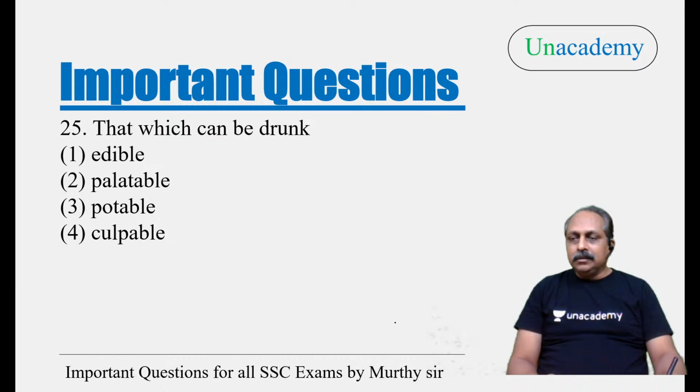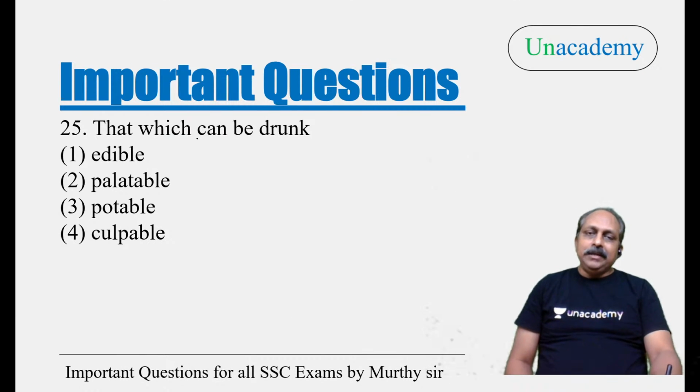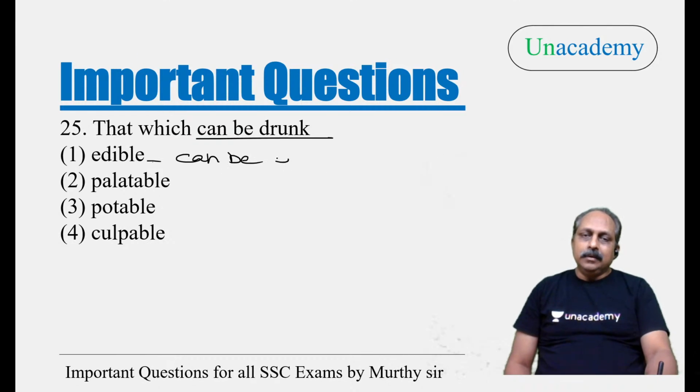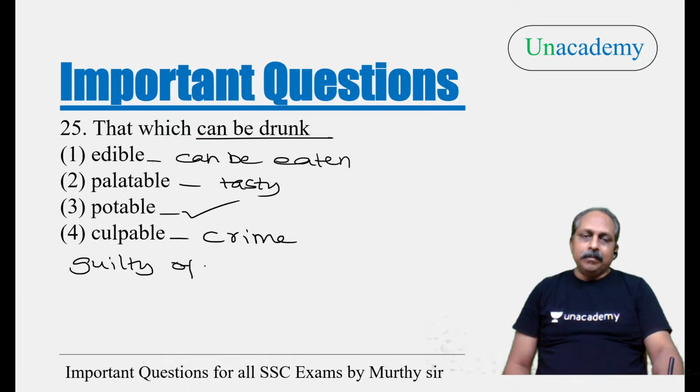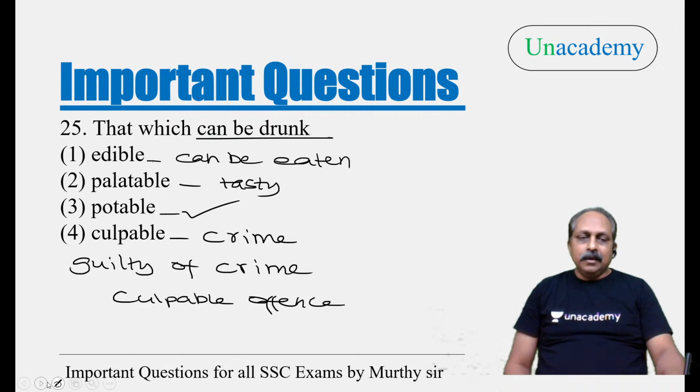That which can be drunk. This is also a repeat question, I suppose. No problem. Consolidation. Which can be drunk, can be eaten, edible, palatable, tasty, portable. Answer is the third option, portable. Culpable goes with crime. We say guilty of crime. Culpable offense. Last time also I gave the same combination, culpable offense. This is a repeat question.